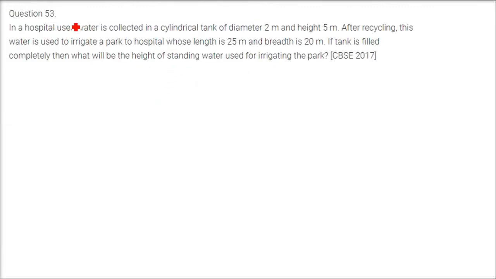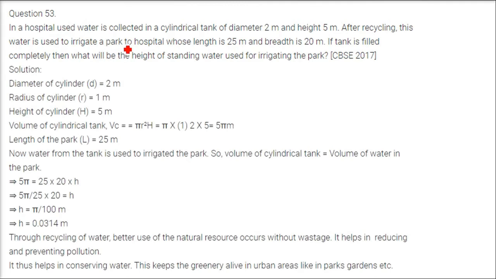In a hospital, the used water is collected in a cylindrical tank. So we have a cylindrical tank of diameter 2 meter. The diameter is 2 meter and the height is 5 meter. Now, after recycling, this water is used to irrigate a park of the hospital whose length is 25 meter and the breadth is 20 meter. So we have this kind of arrangement.